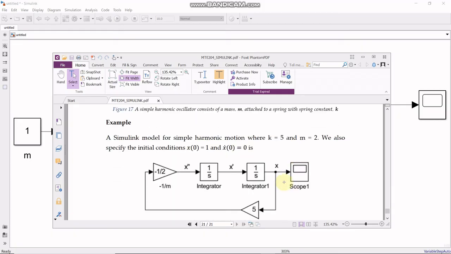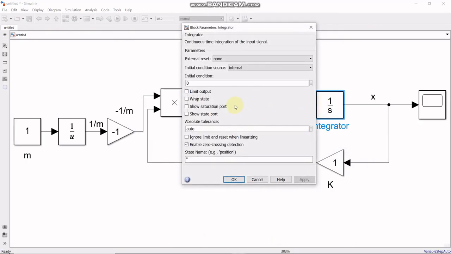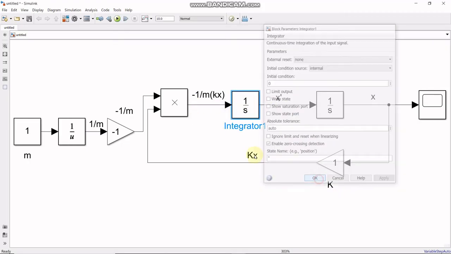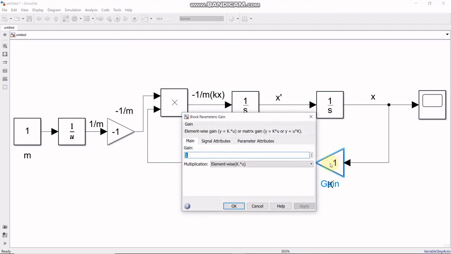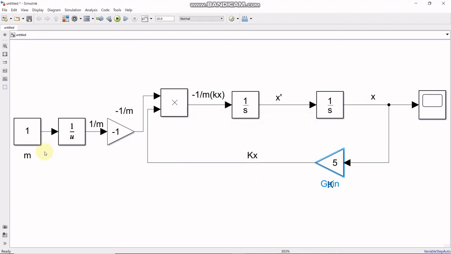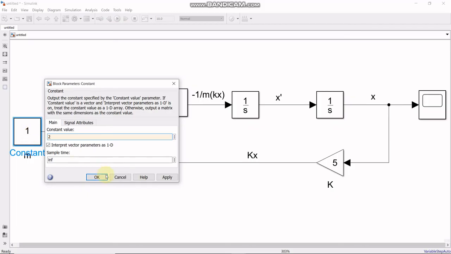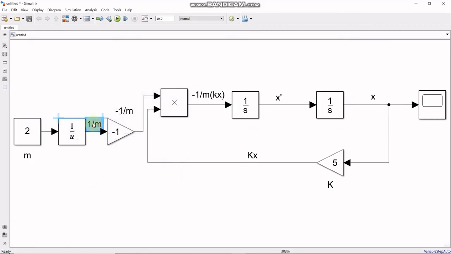Now let's look at what the question states here. It says my k is 5, m is 2, and initial condition is for x is 1, for x prime is 0. So which means this one is 1, and this one will be 0. This is for my x prime, this is for my x. So my k is 5, and my m is 2. So I'll just move this a bit. Minus 2, so I can run this now and get my output.